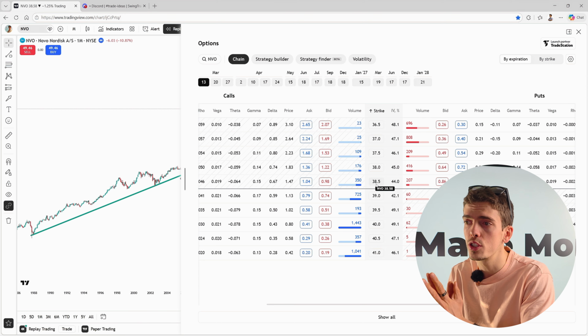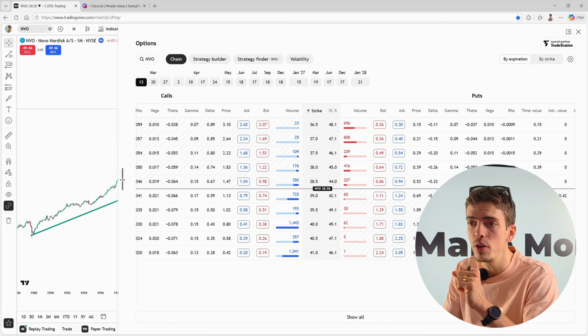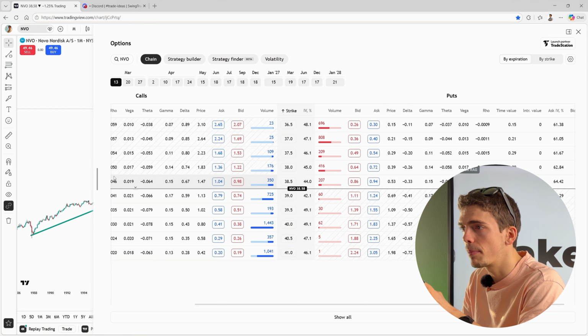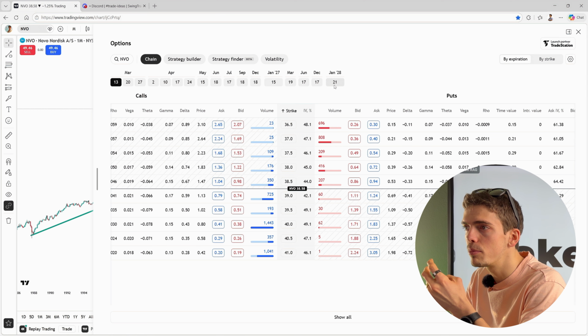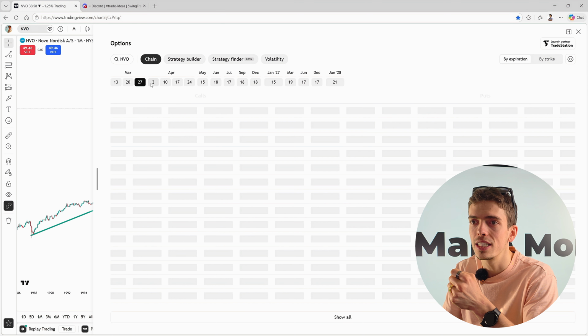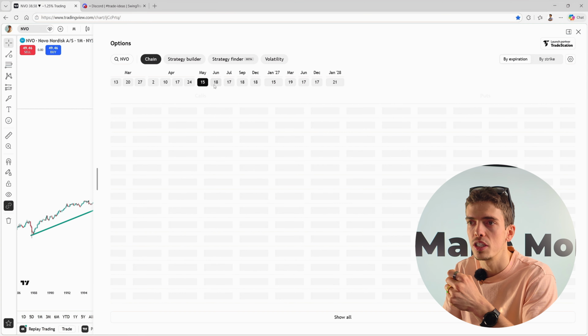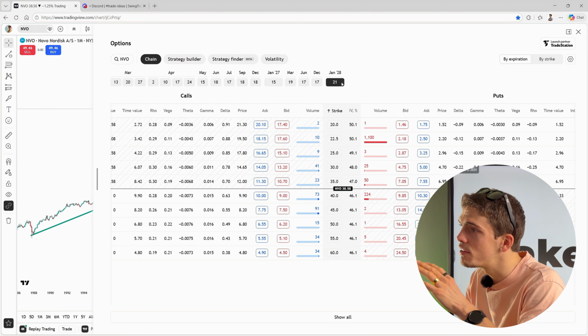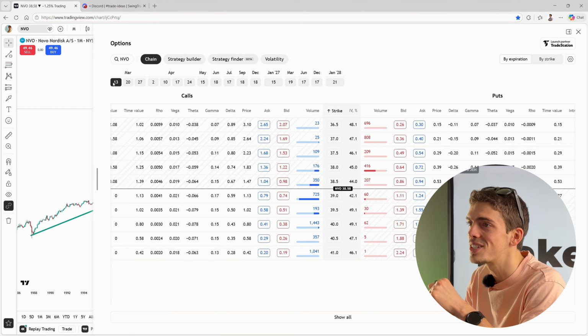If we actually want to swing trade options, it's very important, and that's also something which I broke down, that we keep track of 2 metrics. Metric number 1 is the expiration date, which you can find up here. You can see March, we have a couple of expiration dates in April and May, June, July, 2027, and then even all the way until 2028.